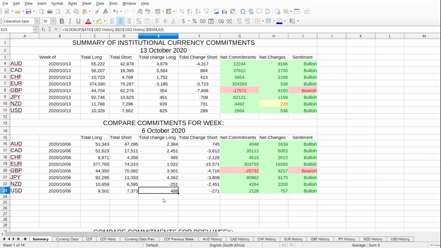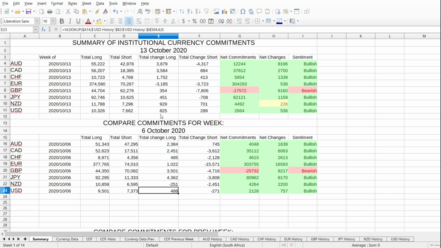Here we had it slightly bullish because they removed shorts and added longs. But again, not a lot of positions were opened, so it was pretty neutral on that one as well. So we can't really discern anything from this on the dollar specifically.